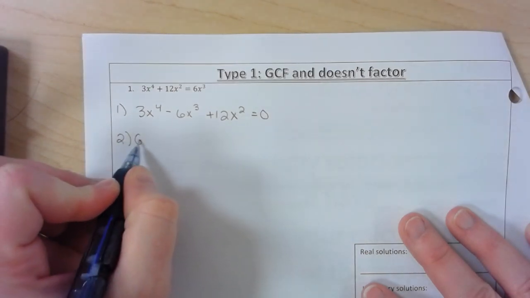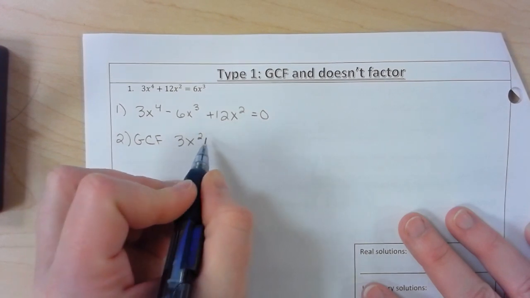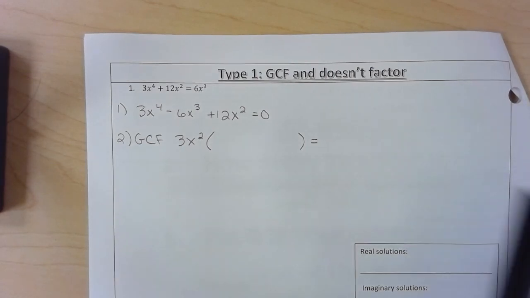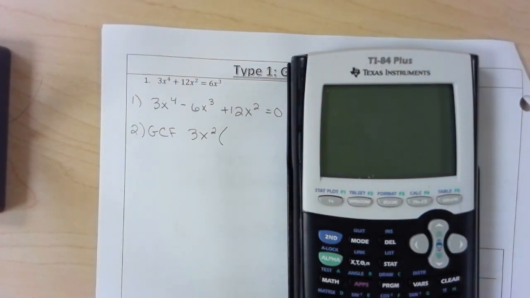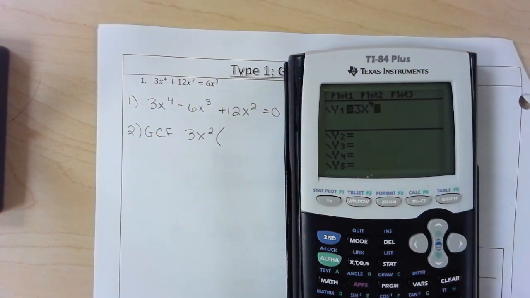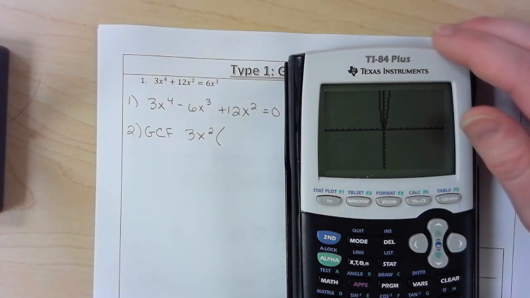Step 2, you should notice there is a GCF. There is a GCF of 3x squared. Something else I want to point out to you on step 1, from the back of the page, if you look at your steps, I said I'm going to put each one of these on the calculator after it's solved for 0. So I'll have 3x to the fourth minus 6x to the third plus 12x squared, and that's it. When I hit graph, what I want you to notice is that it is going to cross the x-axis at 0, but nowhere else. This is going to be a good picture for us.